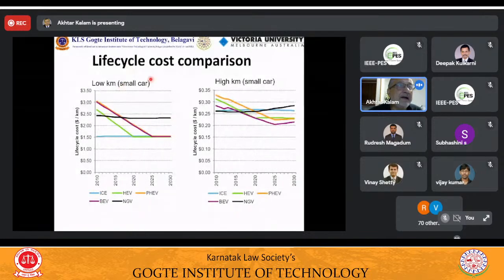Whereas in high kilometer, although it's a small car with high kilometers, if you are using the LPG and LNG, look at the price. The price is increasing. So in fact, the only thing which is decreasing is your battery electric vehicle, whether it's a low or the high kilometer one of a small car. So you will find, compared to everything, in particular ICE and the natural gas, which we think is cheap, I believe that electric cars are much cheaper and a better proposition.